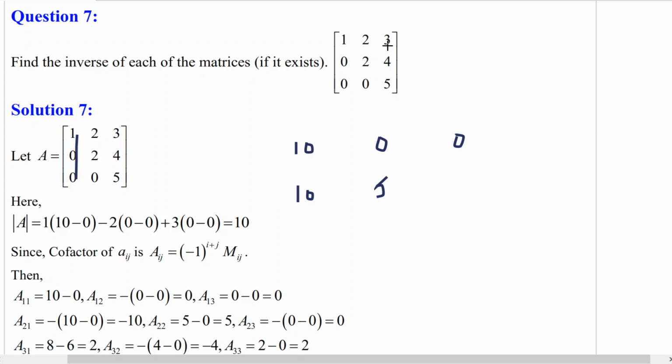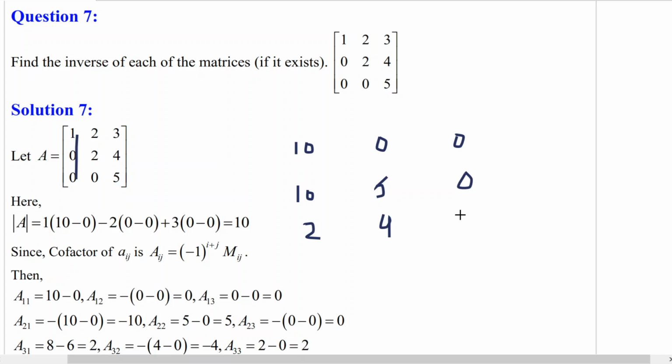Then hiding this 4 by row and column, I have 1 2 0 0, 1 into 0 0, 2 into 0 0, 0 minus 0 is 0. So let us do the same for the third row. Hiding this by row and column, now I have 2 4s are 8 minus 6, that is 2. Hiding this 0 by row and column, 4 minus 0, that is 4. And now hiding this 5 by row and column, I have 2 minus 0, that is 2.